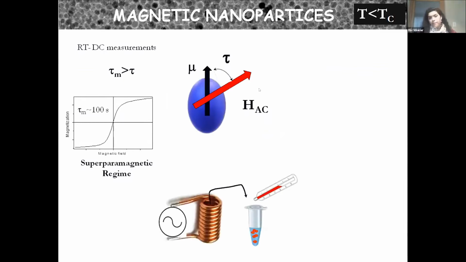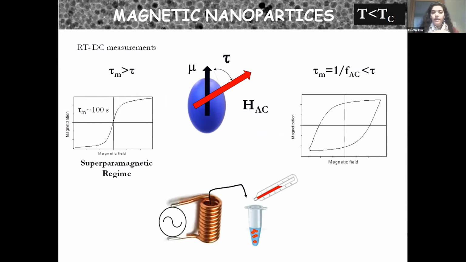But what happens now when we apply an AC magnetic field? In that case, depending on the frequency of the magnetic field, we will observe a phase shift between the magnetic moment and the magnetic field. So the system will present losses, magnetic losses. Those magnetic losses we can measure as a coercivity cycle, and in each cycle of the AC magnetic field, the material loses magnetic energy and dissipates that energy to the environment, and the system rises in temperature.